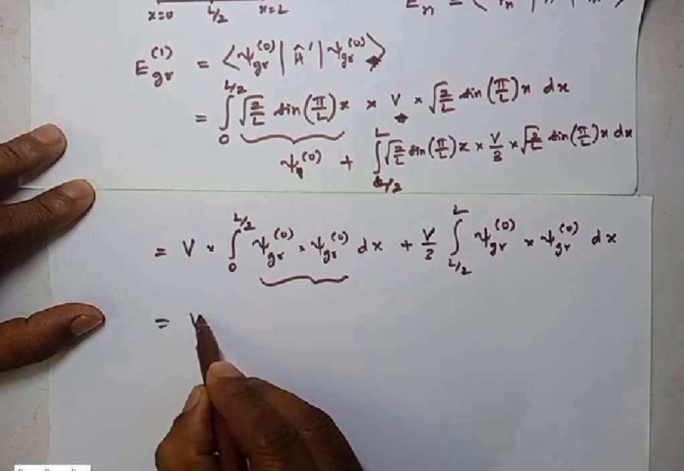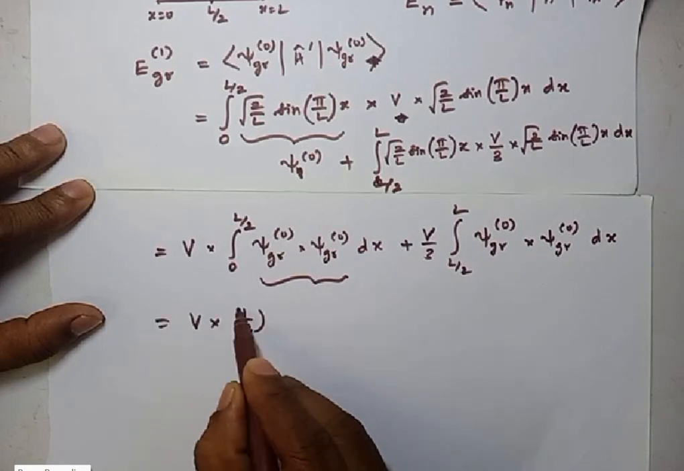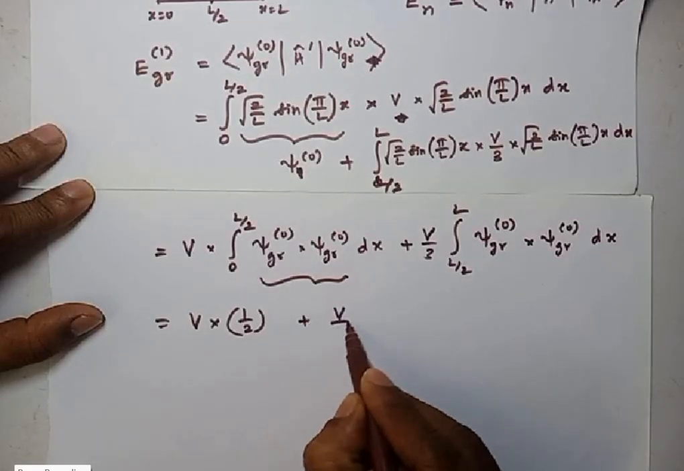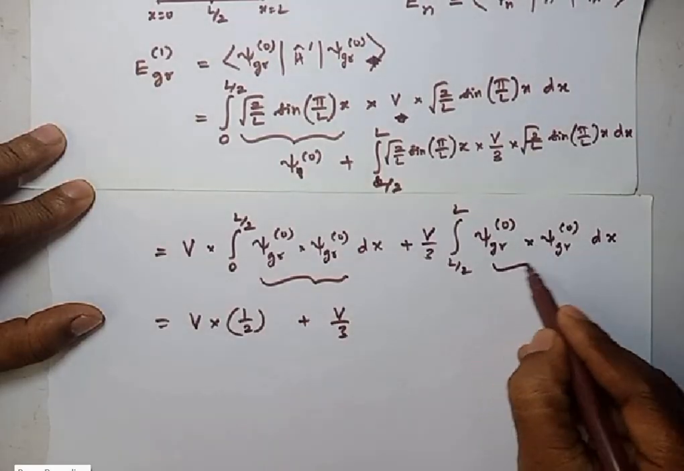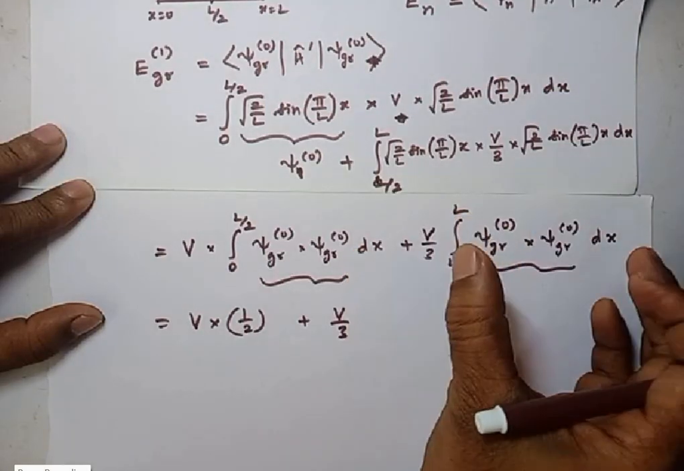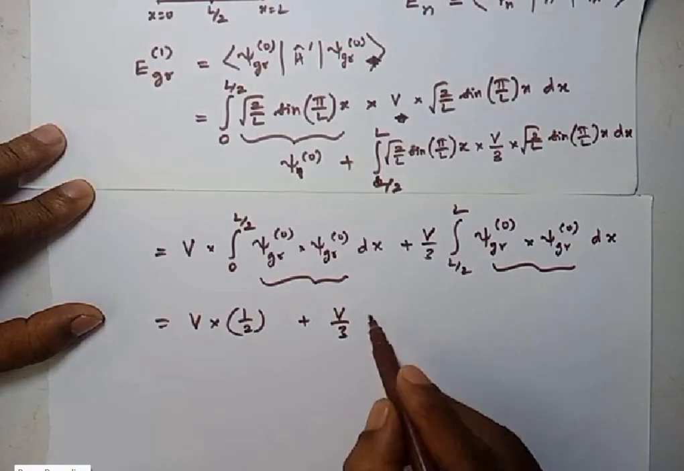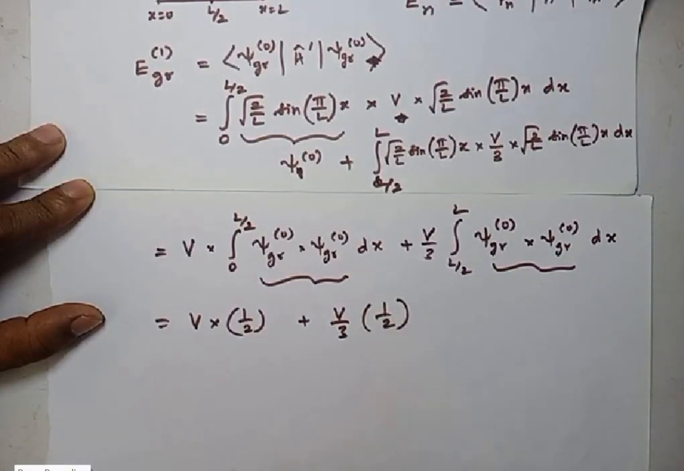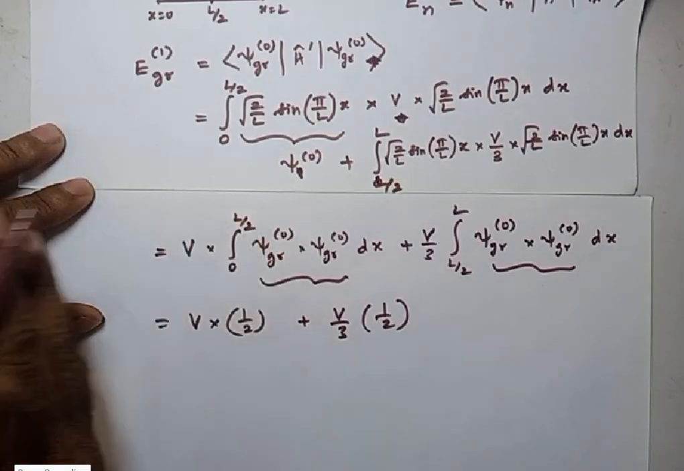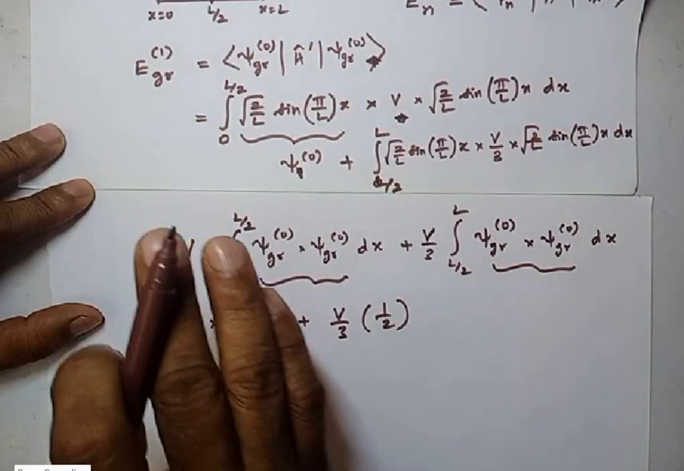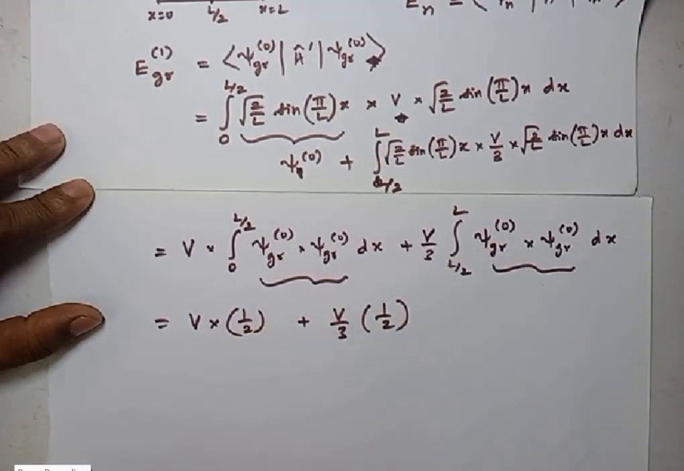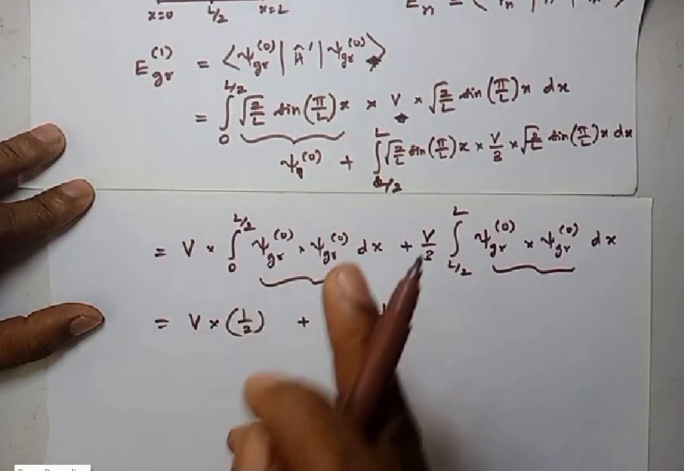So V into, for 1/2 of the box, for left half it is 1 by 2 plus V by 3, and for the second half, this is again probability, right? Probability from L by 2 to L, that is for the right half. For the right half also, the probability is 1 by 2. You know very well, in all the states, the probability in the left half should be half, and the probability in the right half should be half. Therefore total probability should be equal to 1.